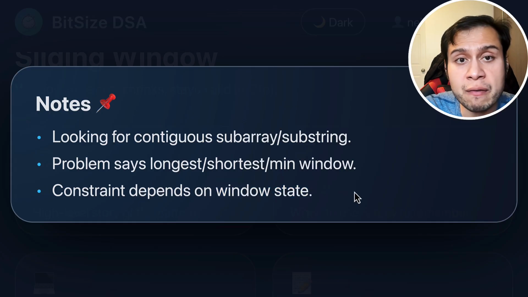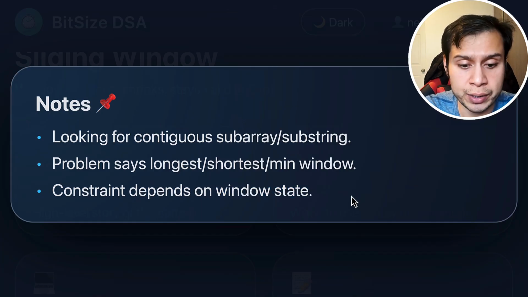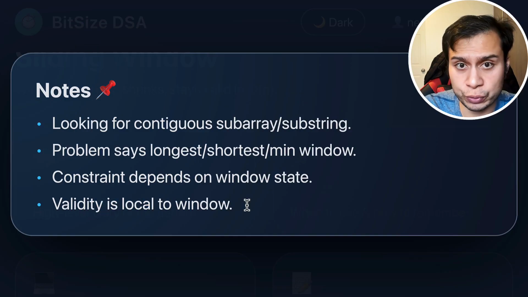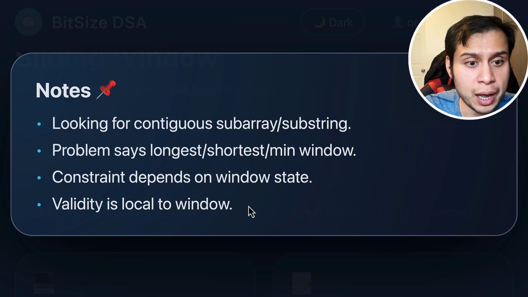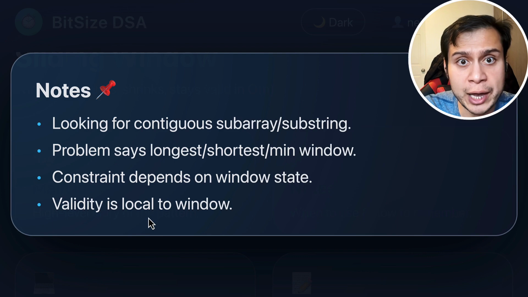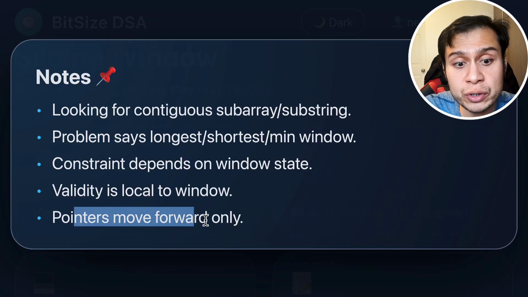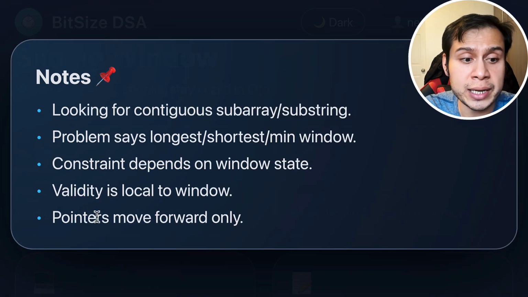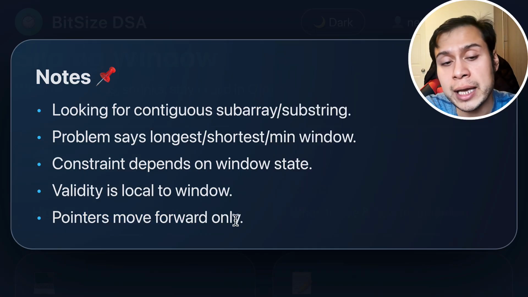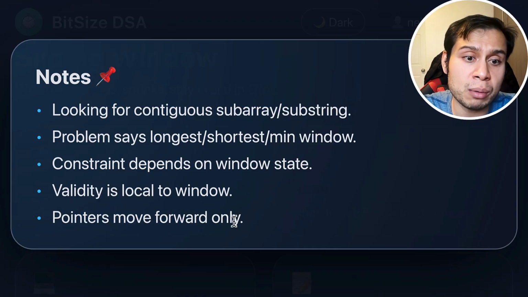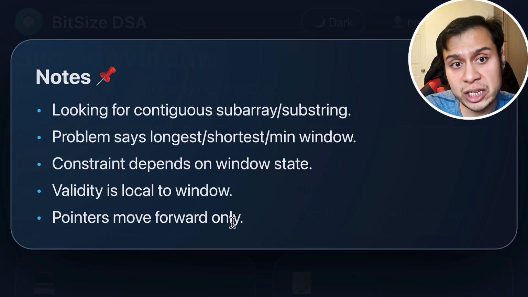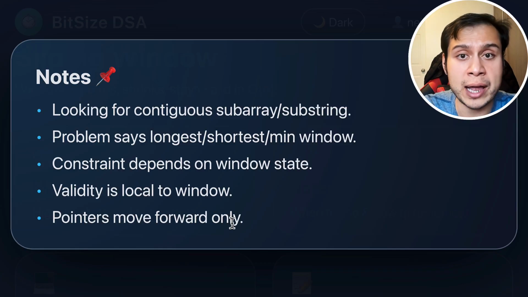The window state could be valid or invalid depending on what's inside the current window. And the validity is local to the window. We don't look at the global elements. We just look at what's inside the window currently, and then we compute some sort of condition and then decide whether we move or not. And then the pointers move forward only. This is very important, and because they move forward only, that's why we can turn the O(N²) problem into an O(N) problem, because each element enters into the window at most once.